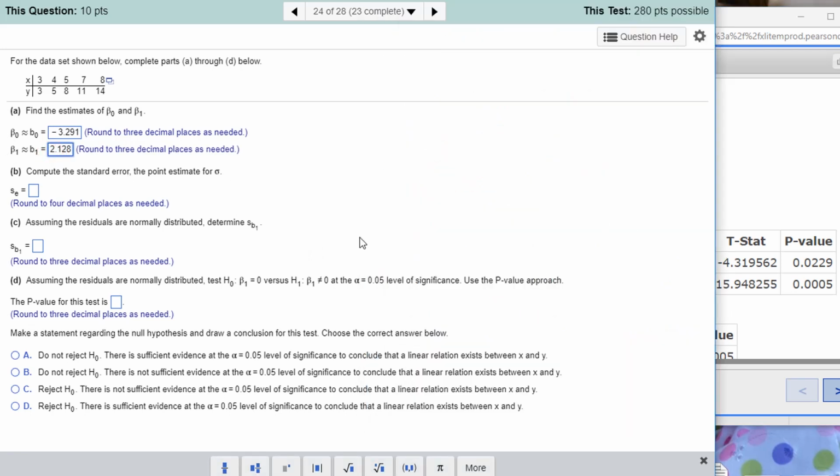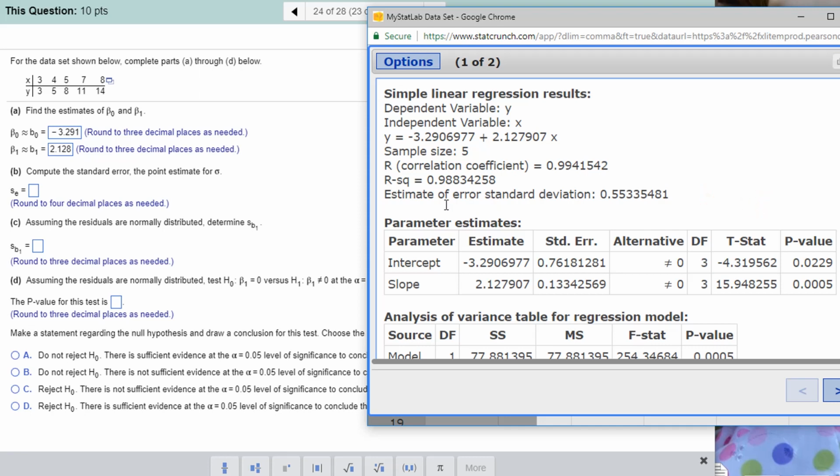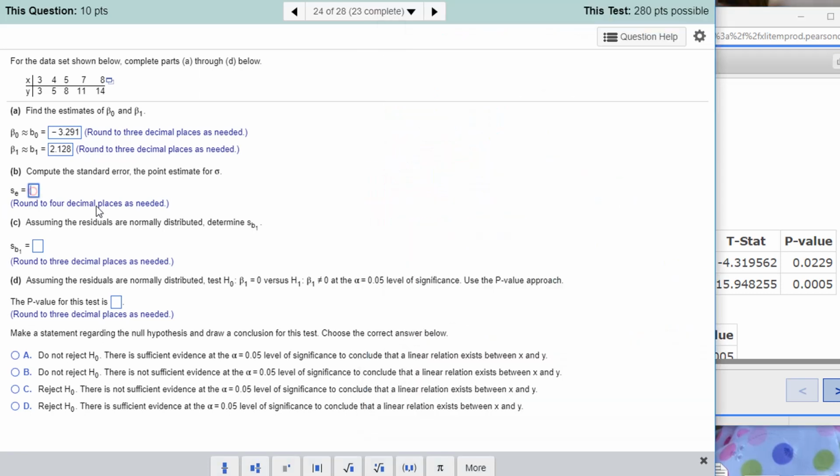Compute the standard error, the point estimate for sigma. The standard error of my model is given to me right up here, the estimate for the standard deviation. I wanted it with 4 decimal places, so I'm going to take that, but again rounding: 0.5534. Let's paste that in. Okay.